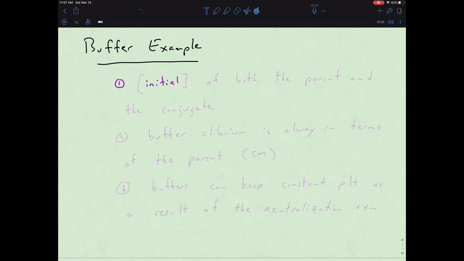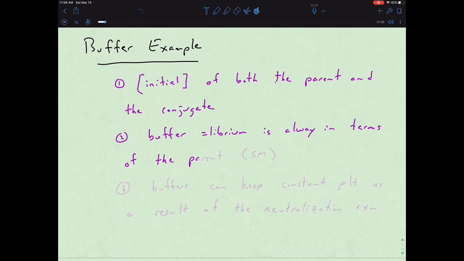One, we need to have initial concentrations of both the parent and the conjugate. Two, the buffer equilibrium is always in terms of the parent, meaning that parent's on the starting material side.